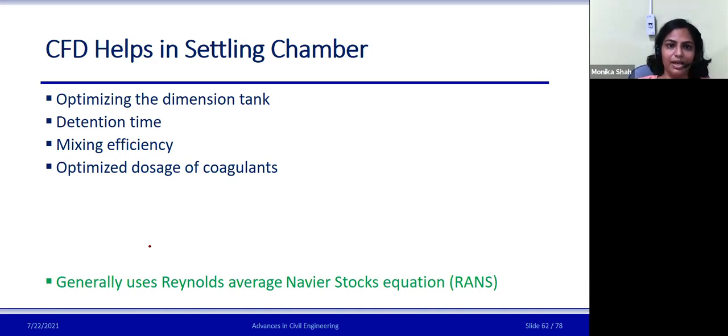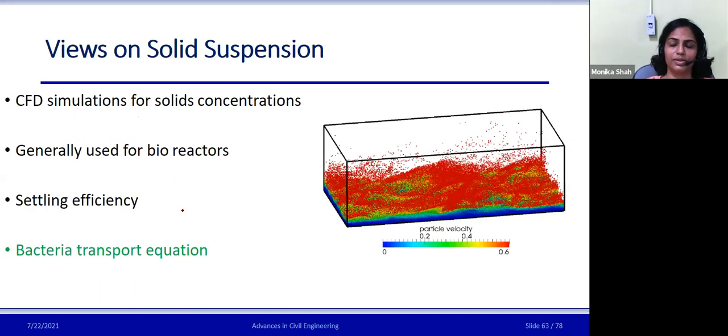Such things are generally carried out with the Reynolds-averaged Navier-Stokes equations. Commercial software packages are available which give you the solution of the RANS equation. ANSYS, Fluent, CFX, COMSOL are very effective for solving this kind of problem.